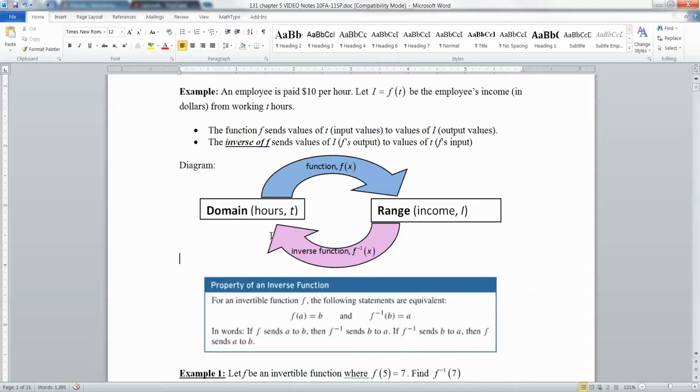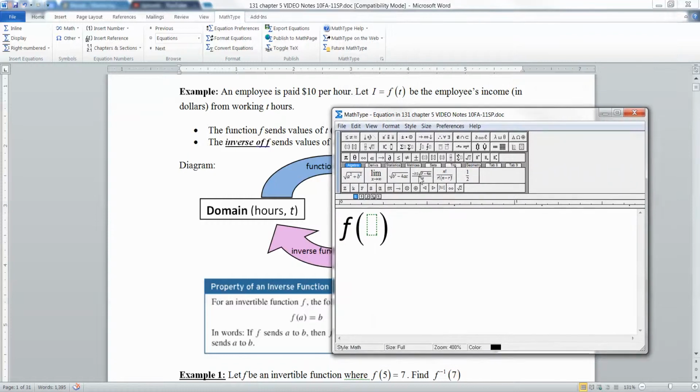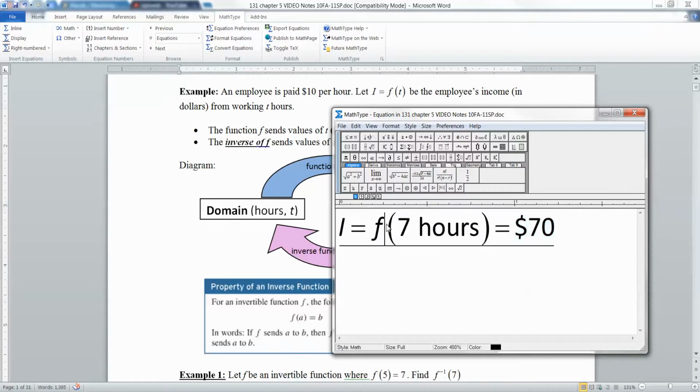So I know it seems a little crazy, so let me give you an example here. Let me type it in, hold on. If we look at our income example, let's say f of t is your income, right? So let's suppose that you want to know the income for when you work, I don't know, 7 hours. Well, according to our rule, it'd be $70, right? Because, oopsie, I could type, right? So you'd say 7 hours, that's time, gets you $70. The function f takes the hours and gets you dollars.